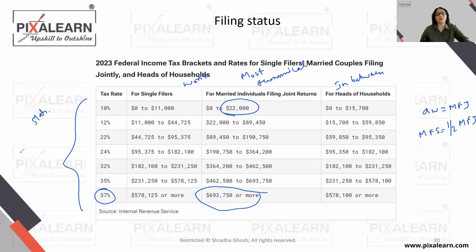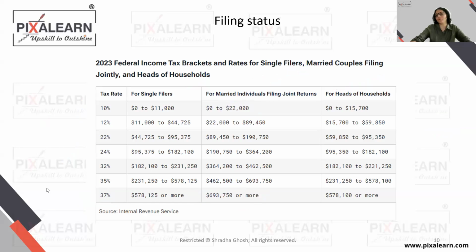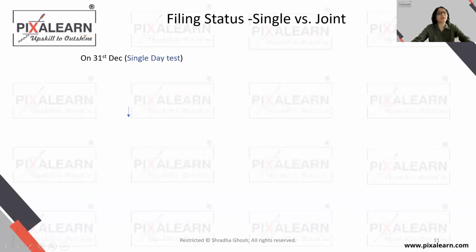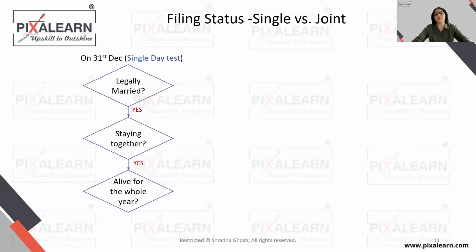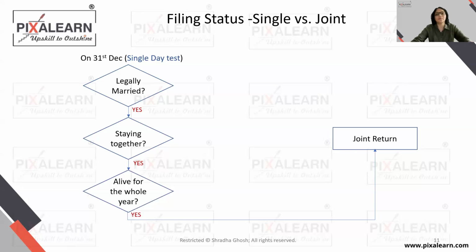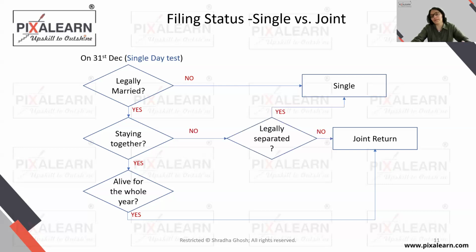So in that case, how do you qualify? How do you do this? If you look at married filing separately, ideally it's a single day test. On that day, whether you are legally married or staying together, it doesn't matter if one of the spouses is dead or not, because even if one spouse dies, for that particular year, the surviving spouse can file as a married filing jointly couple.